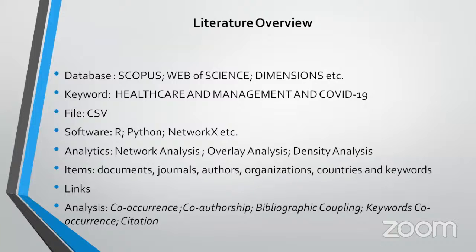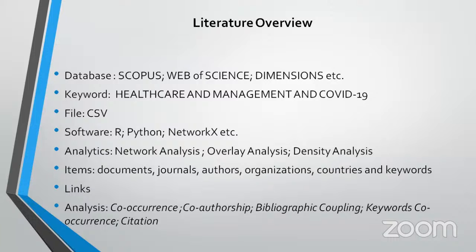So these are the items you want to study. It may be related to documents, journals, authors, organizations, countries or keywords. Then how will you study? There is link creation, and then you find different types of results. The analysis types may be co-occurrence, co-authorship, bibliographic coupling, keyword co-occurrence or citation. All these are different types of analysis.